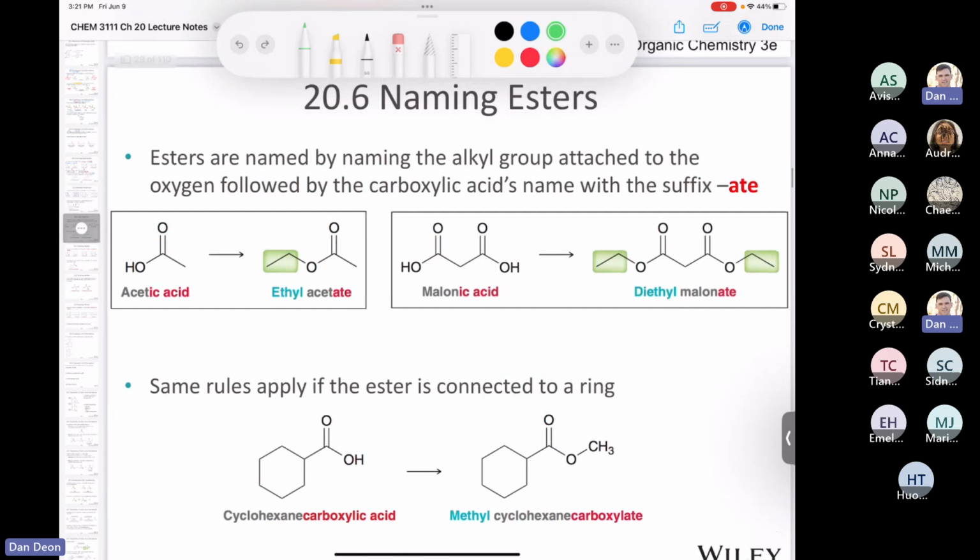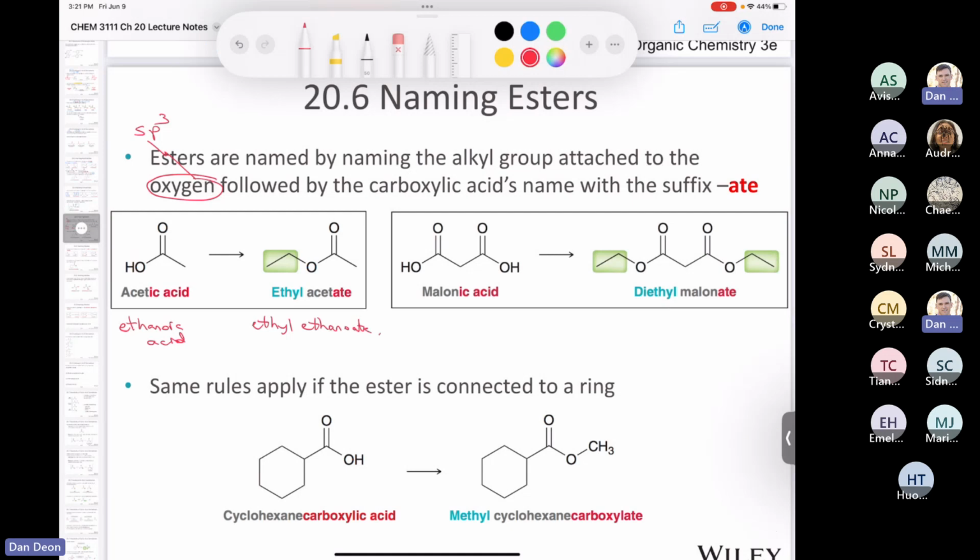The next one is when you're naming an ester, you name the alkyl group portion first. And the alkyl group is the portion that's attached to the, let me see, sp3 hybridized oxygen, followed by the carboxylic acid's name with ate. Okay, so if you have acetic acid, this becomes ethyl acetate, right? You start with the R group, the alkyl group, so ethyl and then acetate. And of course, we said that this is ethanoic acid. So if you use the systematic way, it would be ethyl ethanoate. So you can see why common names are common. They're used a lot, right?